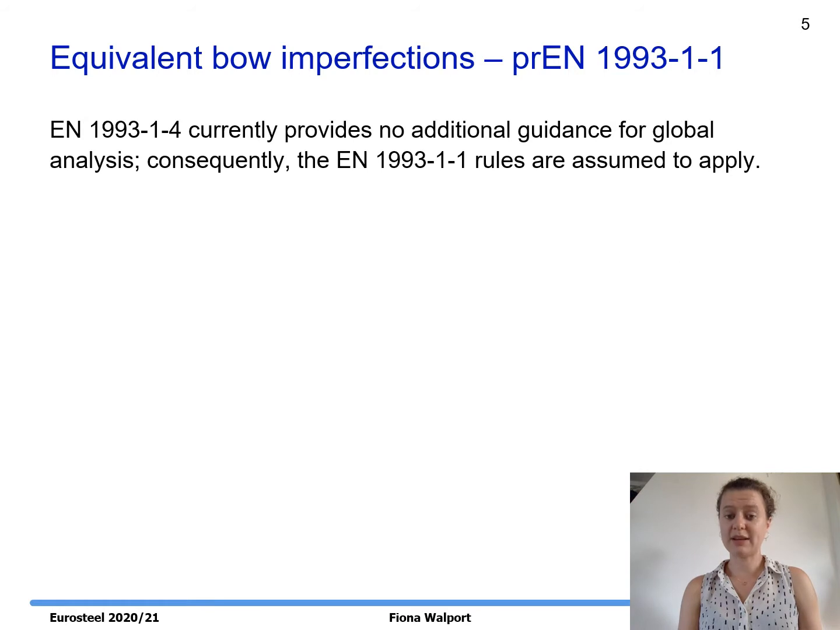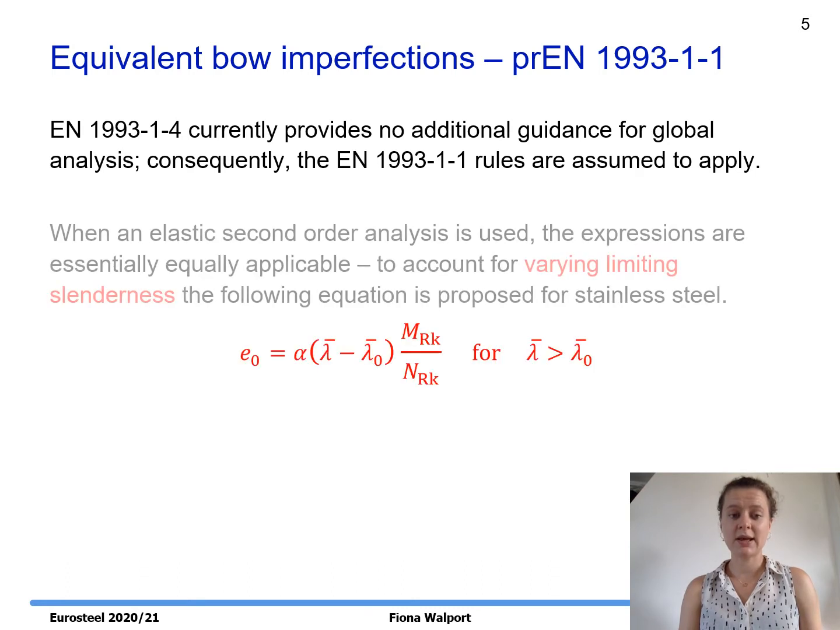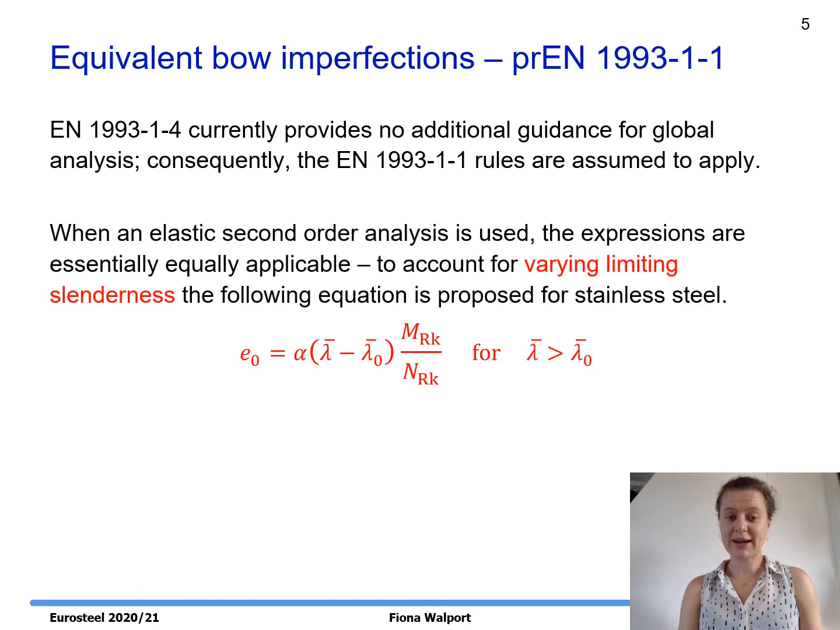So for stainless steel in Part 4, no further provisions are provided, and consequently the carbon steel rules are assumed to apply. The tabulated equivalent imperfections apply equally to cold formed steel and stainless steel members, provided the appropriate value of imperfection factor alpha is employed. While for the back calculated imperfections, due to the limiting slenderness in the stainless steel buckling curves not being a constant value, a small modification is required as shown.